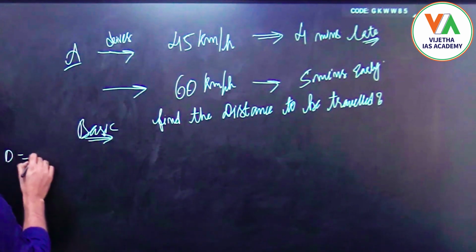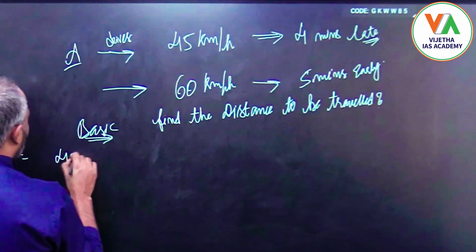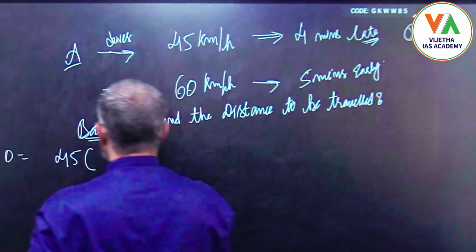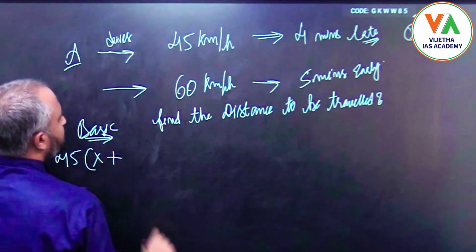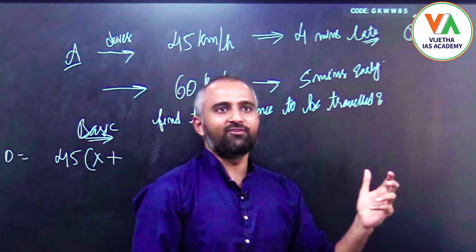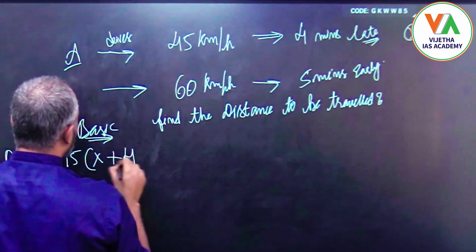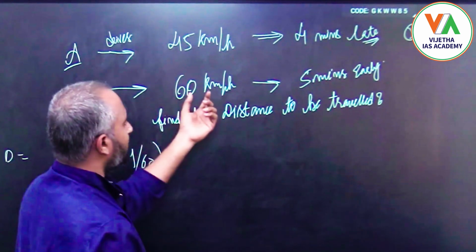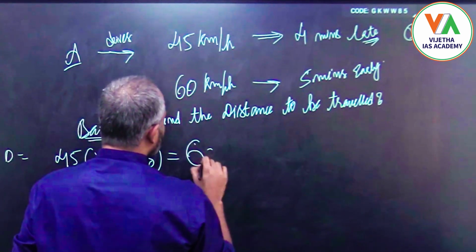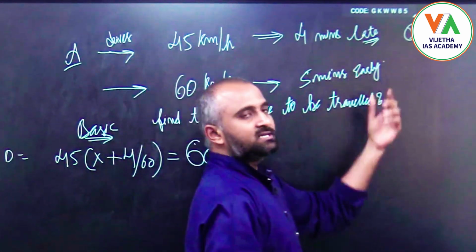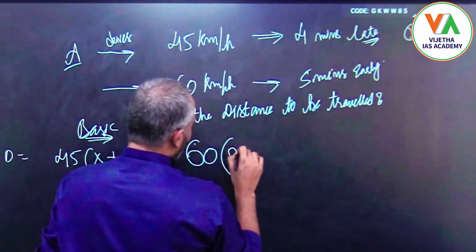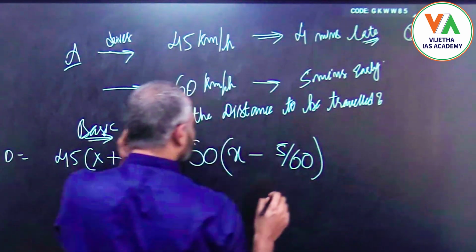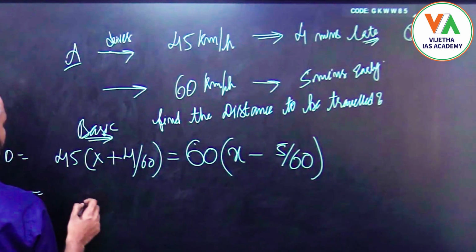So, what do we do? Distance is equal to speed into time. Speed is given, 45, into time. Let us take that he takes x hours. So, this becomes x plus 4 minutes later, that means he has travelled 4 minutes more. Taking x hours, it is 60. This distance is equal to this distance, where the speed is 60 and he has reached 5 minutes early. That means he has travelled 5 minutes less, which is 5 by 60.